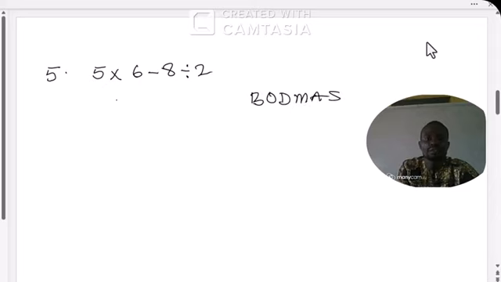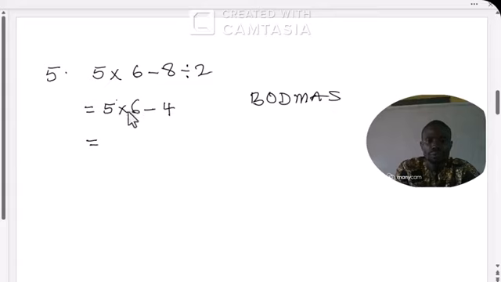no brackets, then the next should be division, right? So we do 8 divided by 2 before the others, and we are left with 2 operations. Between multiplication and subtraction, which one first? The multiplication comes before subtraction, so we need to do multiplication first.